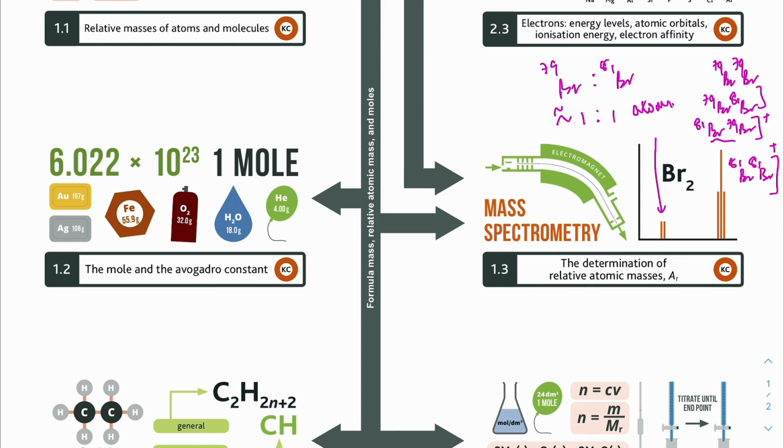Each of these is charged, because if they are not charged, then what are on your axis? Your axes are actually abundance, or relative abundance, or percentage abundance, and you have mass over charge. Sometimes they put m over z. If your species is not charged, you will not see it. That's why it curves away.